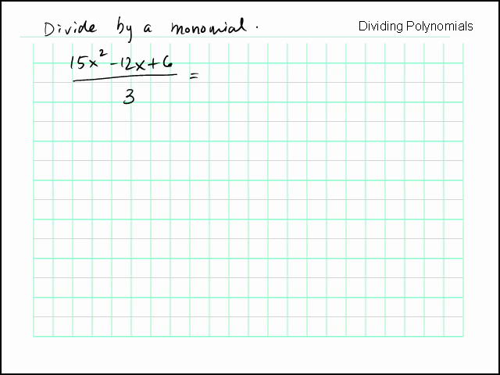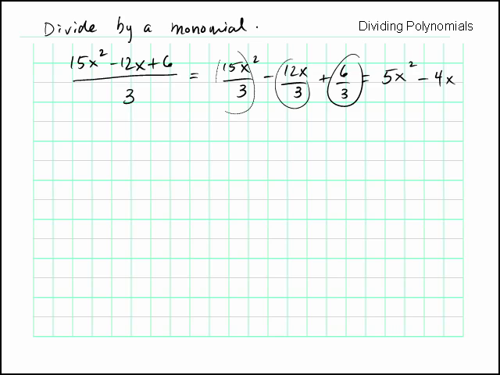What we do is we put that 3 under each part. I'm going to split this up. The 3 goes under that term, the 3 goes under this term, and the 3 goes under that term. And then you simplify each fraction individually. This right here would be 5x squared. This right here would be 4x. And that right there is a 2. And I've divided by the number 3. Okay? Easy as that.